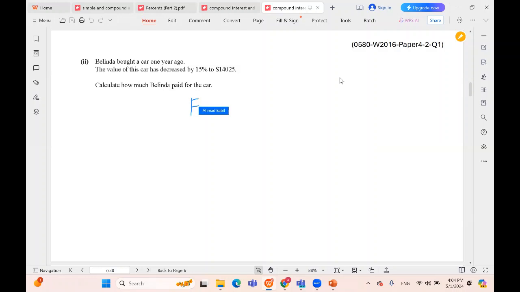So one way you can do is using F equals P times 1 plus R power N. However, it's not plus here. It's going to be minus because it's decreasing. We want the present value, given that the future value after the decrease is 14,025. So 14,025 equals P times 1 minus R, which is 1 minus 15 over 100 to the power of N, and N here is just 1. So this here is 0.85 power 1, which is still 0.85.